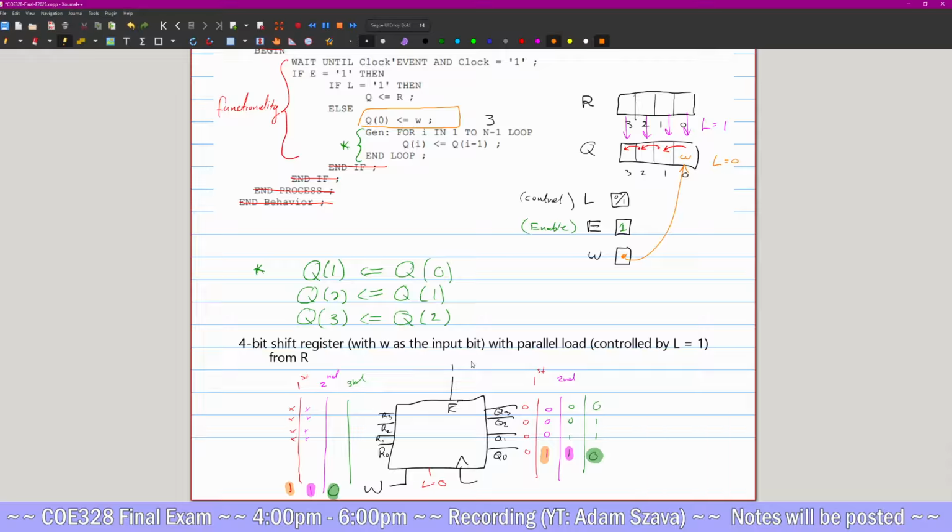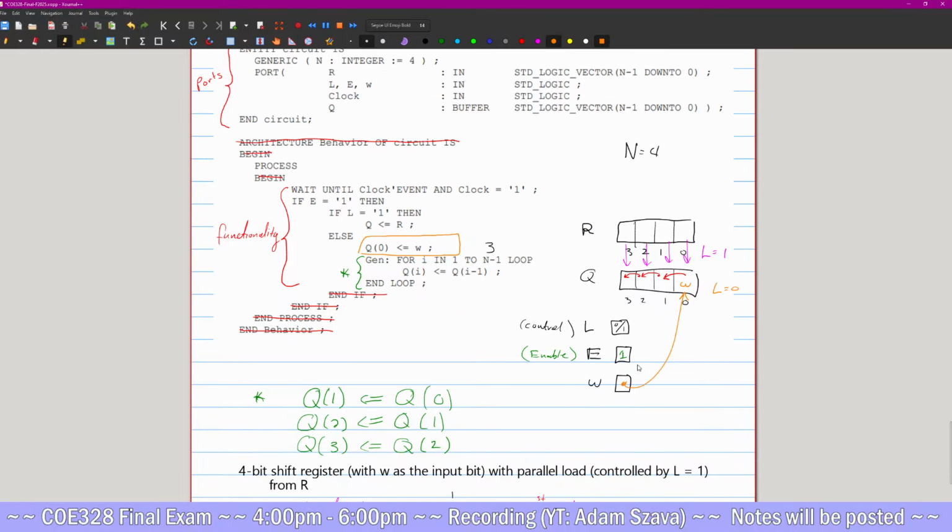So we know this is a shift register because Q goes in the red arrow direction at L equals 0. Yes, that's what a shift register does, exactly. Shift registers shift everything to the side. Yes. Correct. What you're saying is correct.